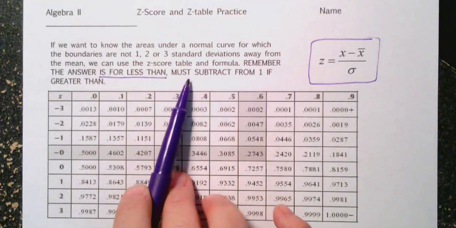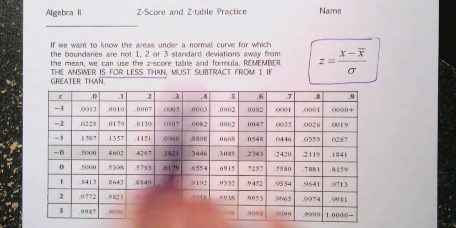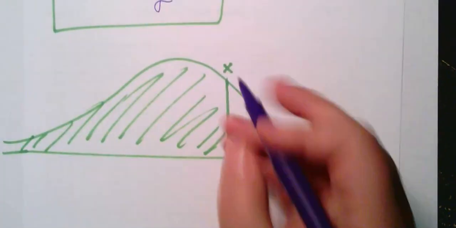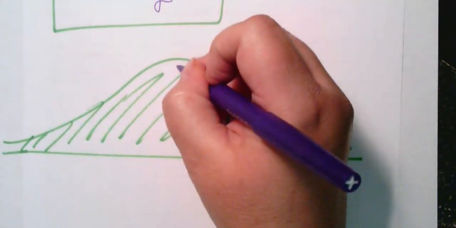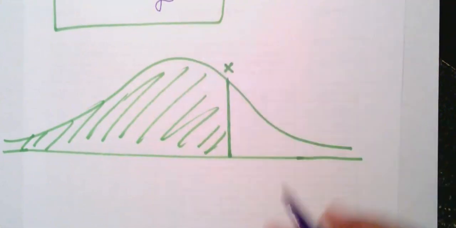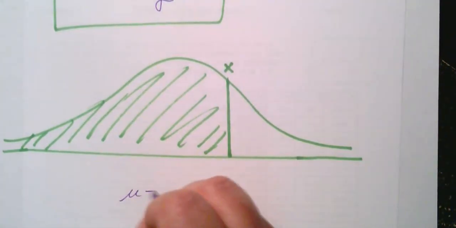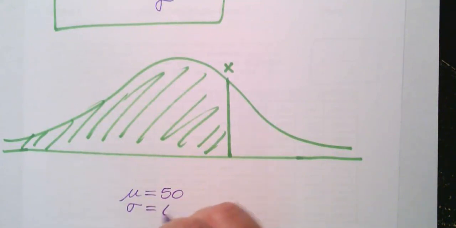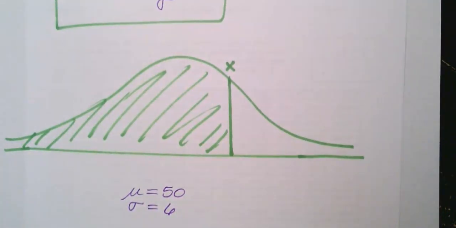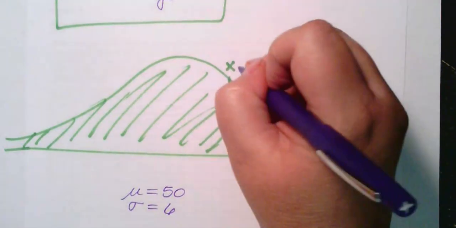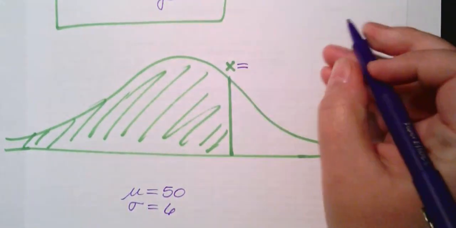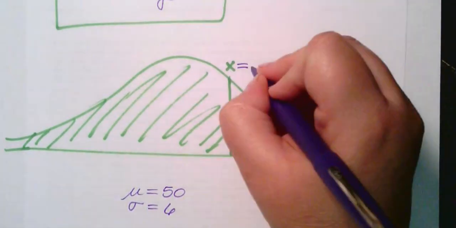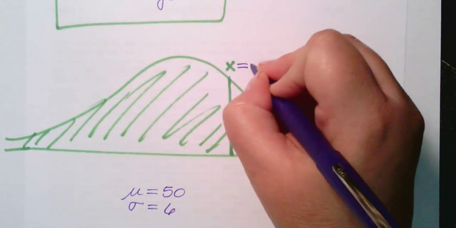So we have to subtract from 1 if greater than. What does that mean? Well, let's suppose I have a mean of 50, a standard deviation of 6, and I'm asked what percentage of the data is less than, let's go with 60.